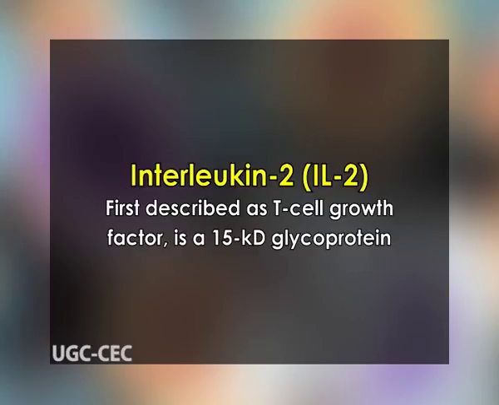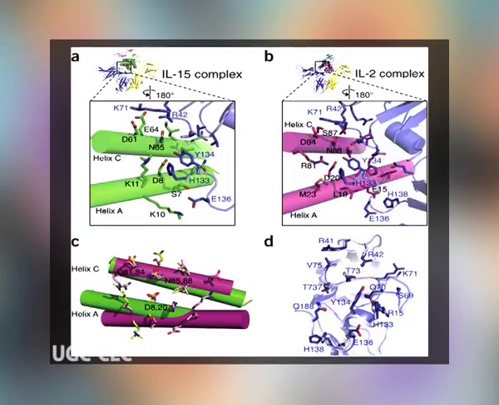Now let us discuss interleukin 2. Interleukin 2, first described as T cell growth factor, is a 15 kilodalton glycoprotein. The protein is secreted as a single glycosylated polypeptide, and cleavage of a single sequence is required for its activity. NMR studies suggest that the structure of interleukin 2 comprises a bundle of 4 helices, termed A to D, flanked by 2 shorter helices and several poorly defined loops.